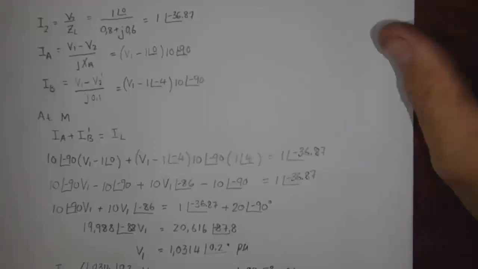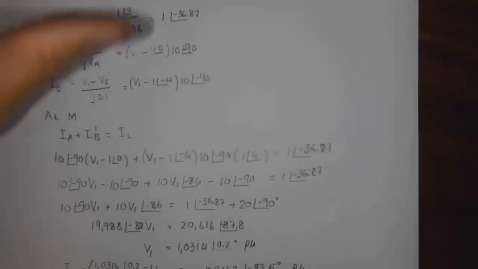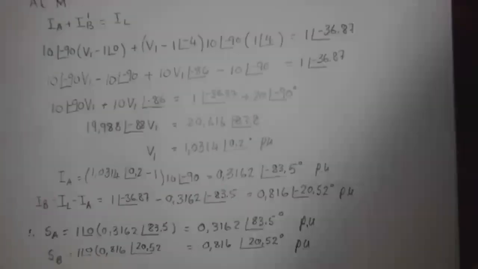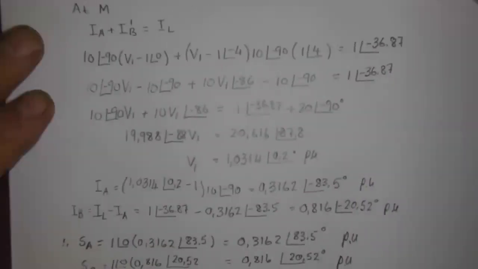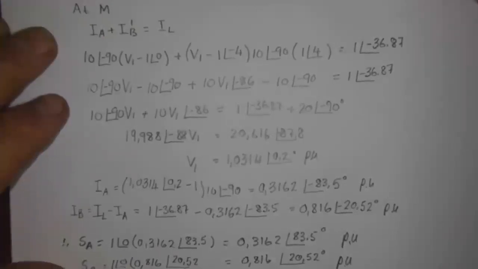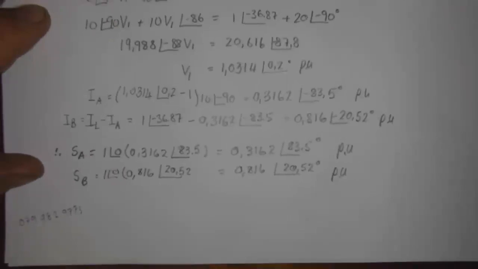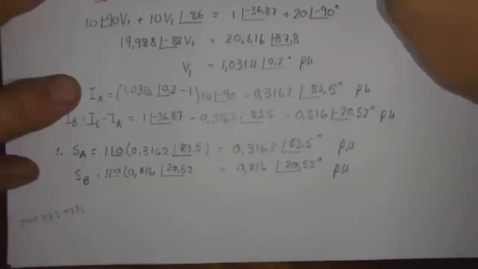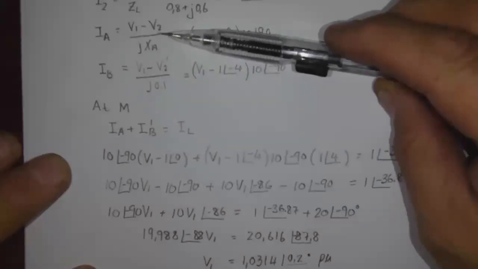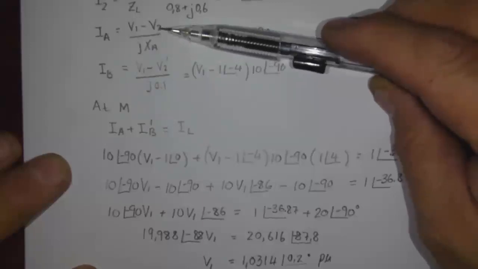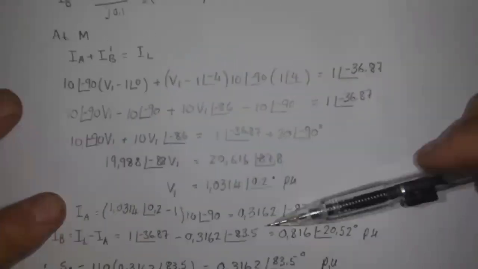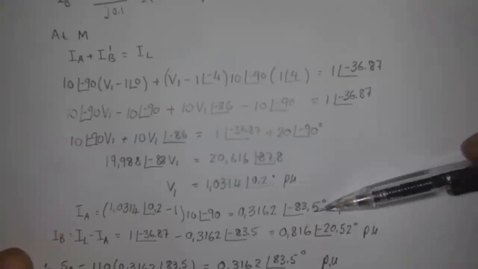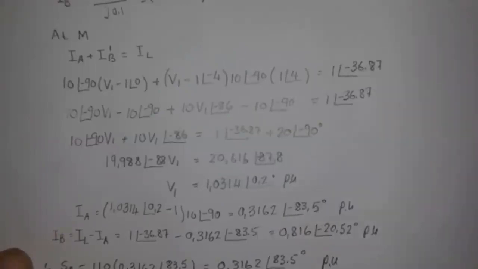Now we can calculate the loading of A and B. So IA, we can calculate it from that one, V1, so that'll be 1.0314 angle 0.2 minus 1 angle 0 times 10 angle minus 90. That gives us 0.3162 angle minus 83.5.